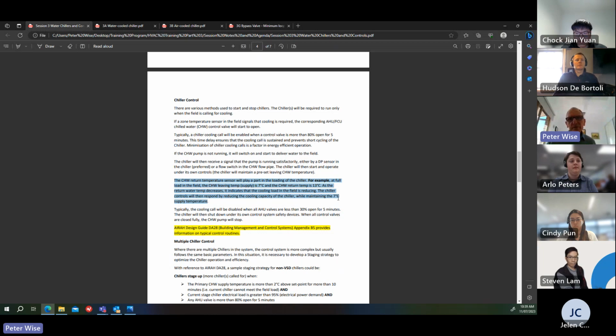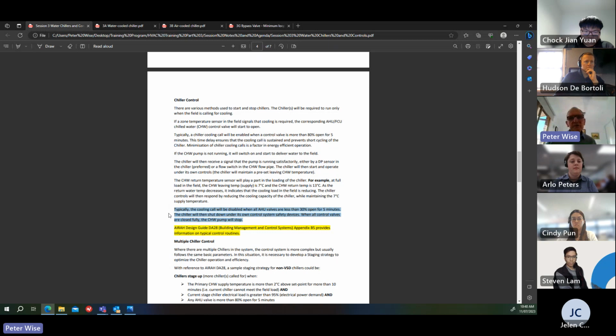That's the key, the supply temperature to the field. That's what you always want to maintain. If you allow that to drift up, then you'll have problems with capacity control and humidity control. So if it gets up to 8 or 9 degrees, suddenly you'll have complaints about humidity because you're not dehumidifying.